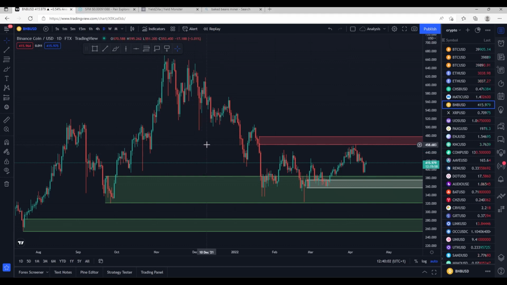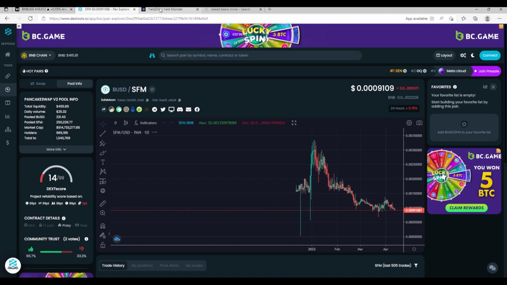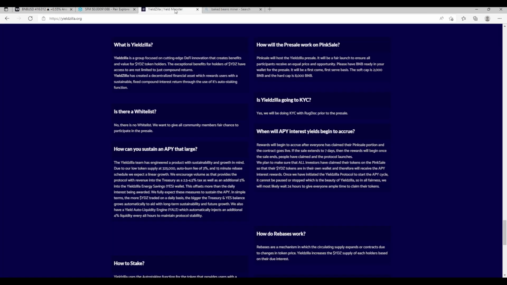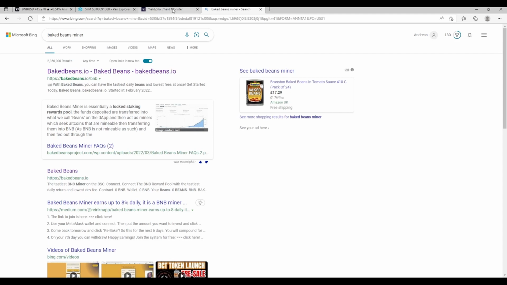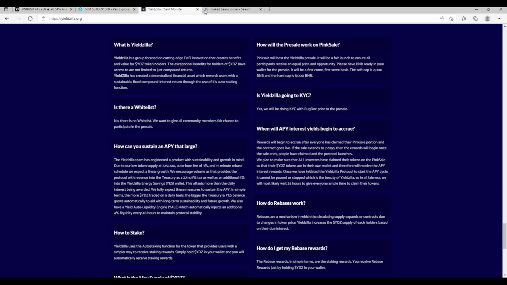So before I get into the analysis on Bitcoin, Binance, general market and all that good stuff, just a quick one. This is the browser that I use for the live AMAs, and that's why you see the DEX Tools Explorer here. Yieldzilla and the Baked Beans Miner were mentioned in the last AMA, and this is why they're still here. I want to go through these for no other reason. They're not here because I like them, or because I'm going to be investing in them or anything silly like that. They were mentioned in the previous AMA, and this is why they're here. So just to bring that to your attention.